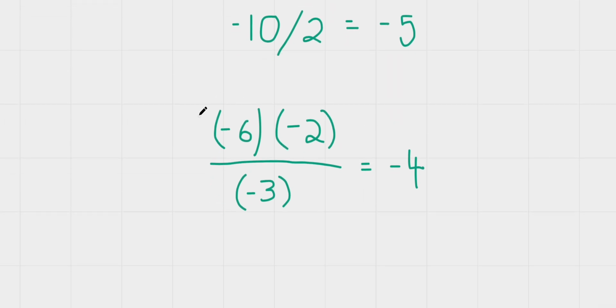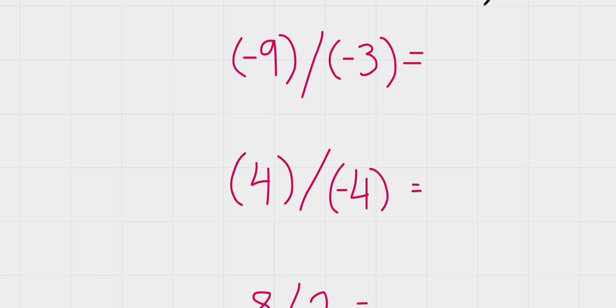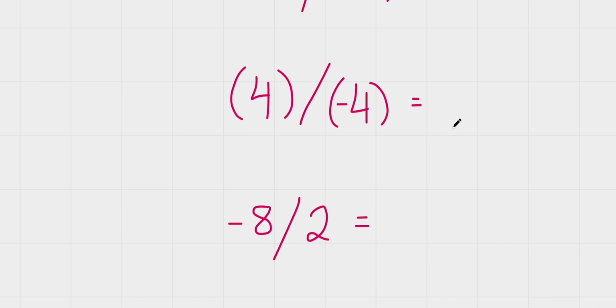And over here, you can solve this first by doing the numerator, which is the top part here, and that's 12. And then you can divide this 12 by this -3, and 12 divided by -3 is -4. Let's try some problems. So -9 divided by -3, both are negative, so the answer will be a +3. 4 divided by -4, so positive divided by negative is going to be negative, so the answer is just a -1.